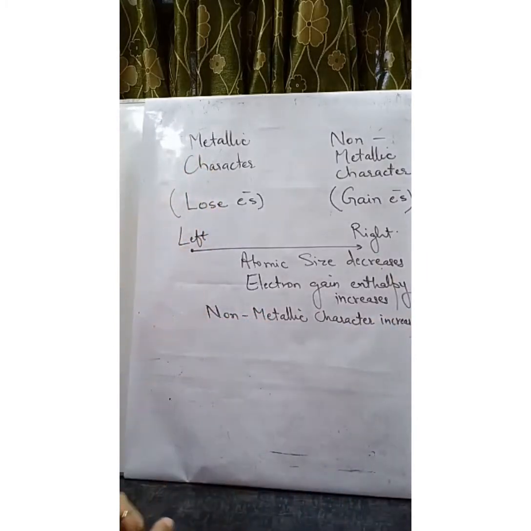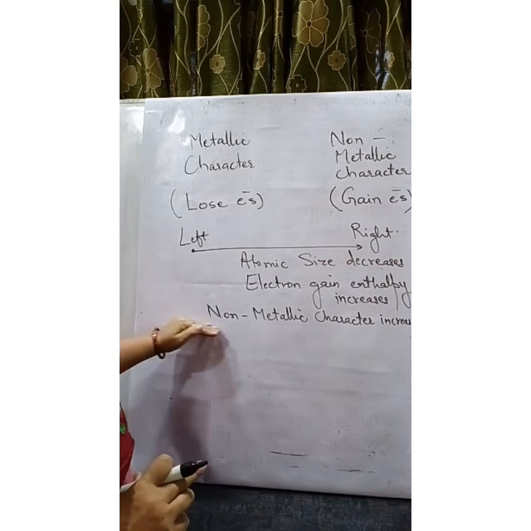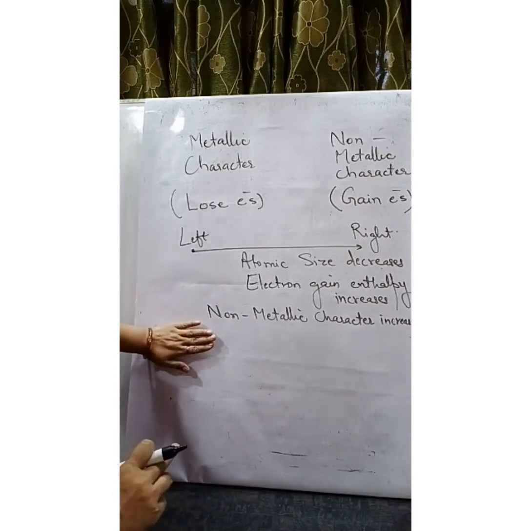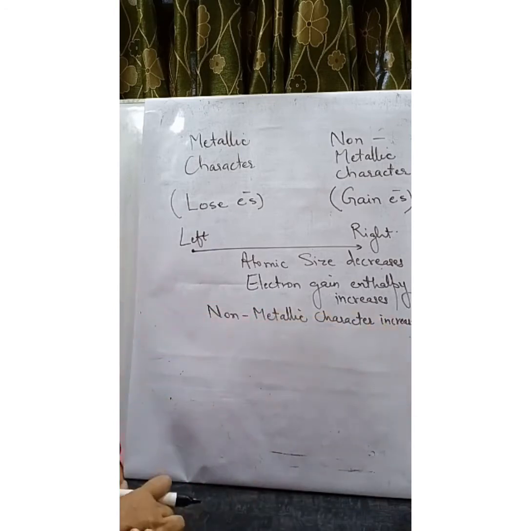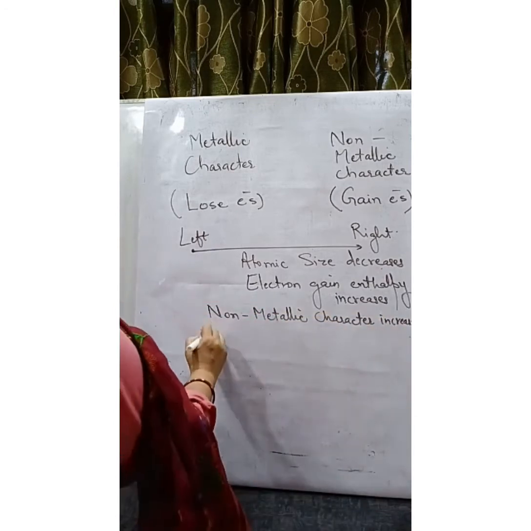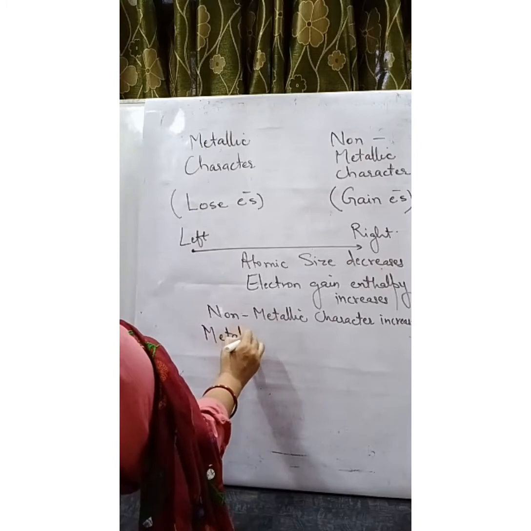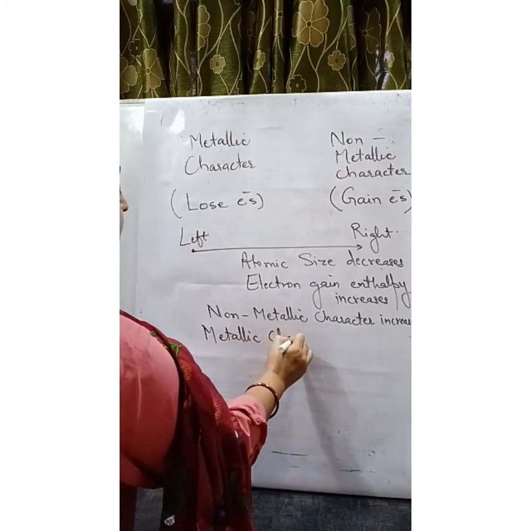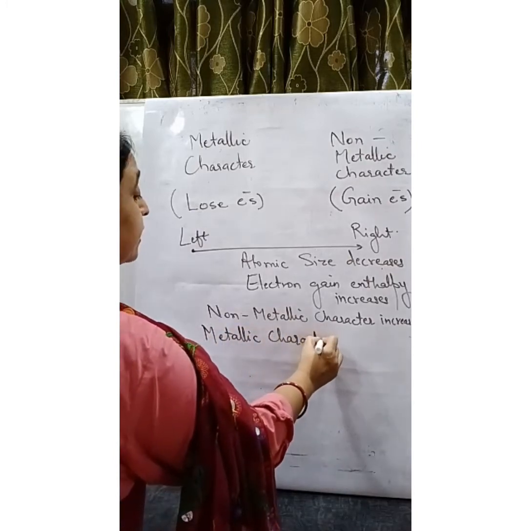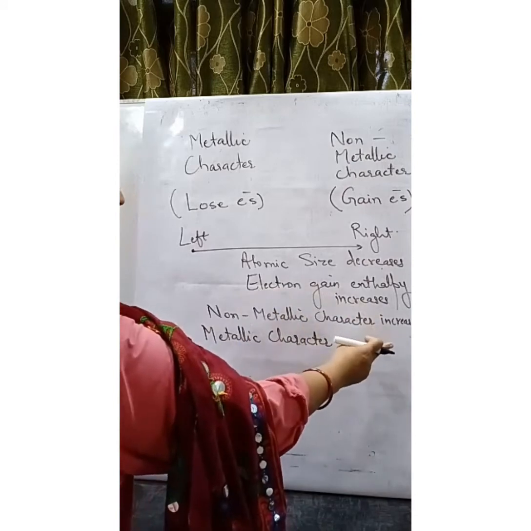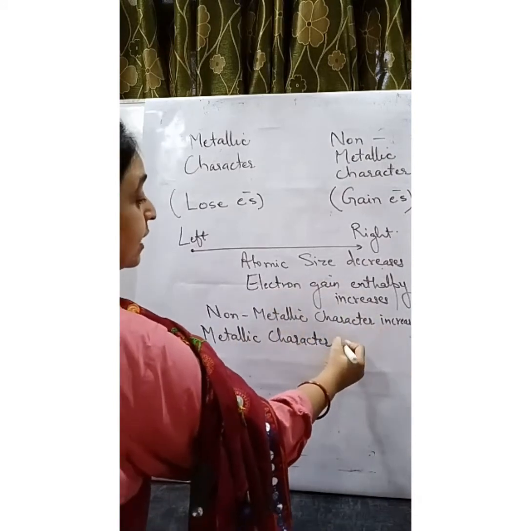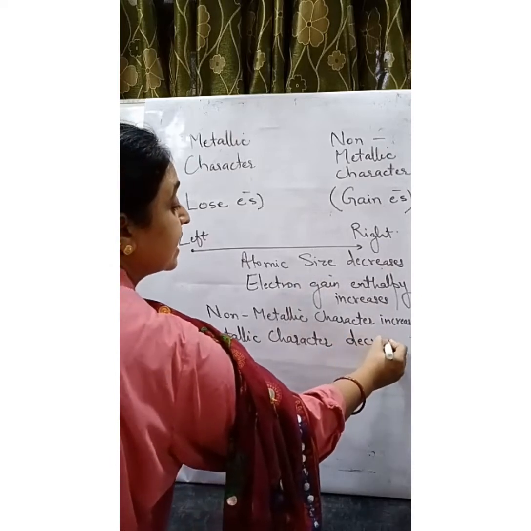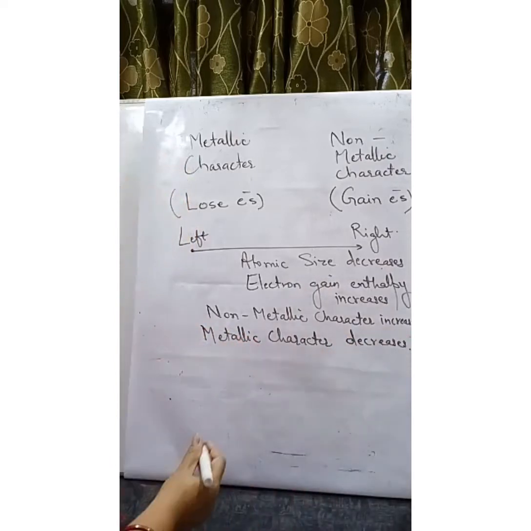Then what can we say about the tendency of losing electrons? Metallic character: here the size is bigger on the left-hand side, and slowly we move towards a decrease in atomic size. So metallic character, that means the tendency to lose electrons, decreases in a period, because the nucleus has a strong force of attraction.